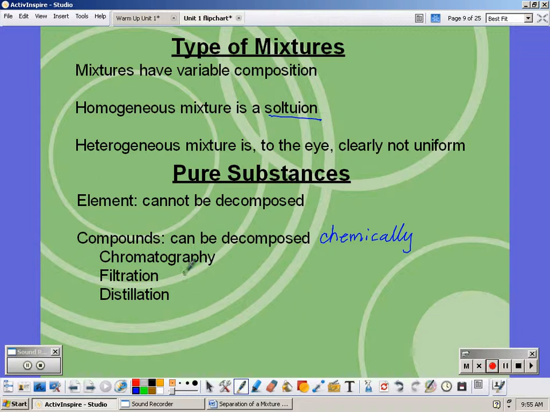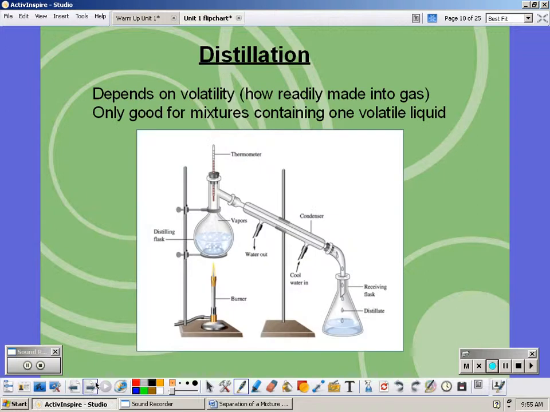Chromatography, filtration, distillation are just 3 ways in which we can separate out mixtures. They're not necessarily used for decomposing chemicals or compounds, but we could with distillation. Distillation, it depends on the volatility, how readily it's made into a gas. So you have your mixture of liquids, you heat it up, and based on the boiling point, our liquids will turn into a gas at different temperatures. So once it turns into a gas, it goes down the condenser, and we cool it back down into a liquid. So distillation is good for separating different liquids.